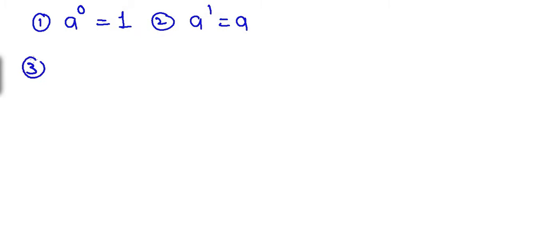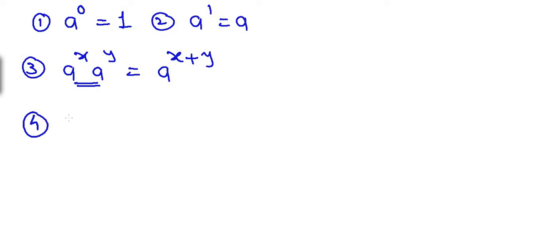Number 1, any number raised to the power 0 is always equal to 1. Number 2, any number raised to the power 1 is equal to the same number. Number 3, if two numbers are multiplied with same base, then there is addition of indices. So a raised to x into a raised to y is equal to a raised to x plus y. Number 4, if there is division of two numbers to the same base, then there is subtraction of indices. A raised to x upon a raised to y is equal to a raised to x minus y.